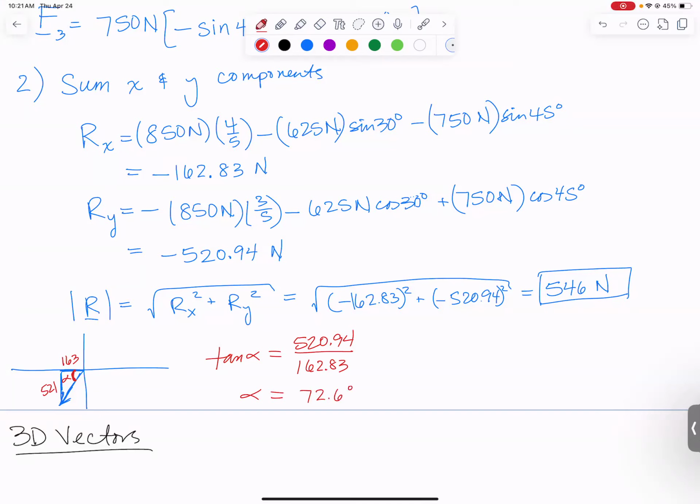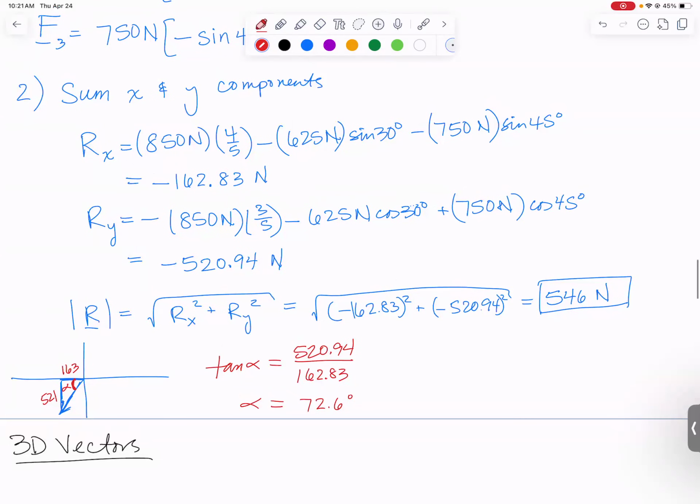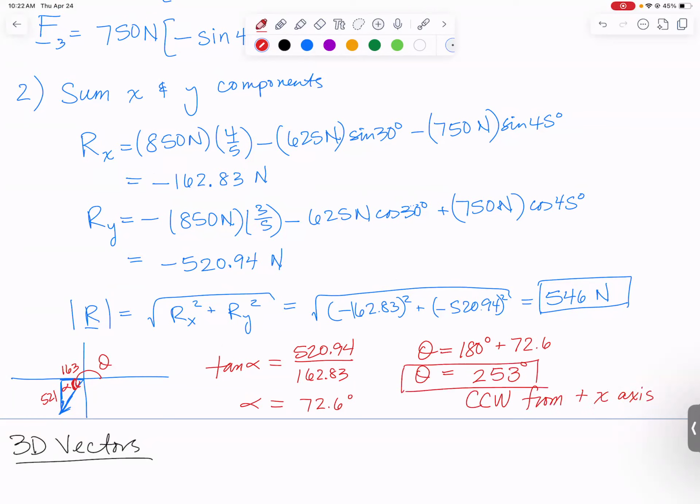If you wanted to give it measured counterclockwise from the positive x-axis, which is usually what the textbook is looking for, that's this theta. The theta is going to be 180 plus that 72.6. So it is 253 degrees counterclockwise from the positive x-axis. And we solve for theta and we solve for the magnitude.